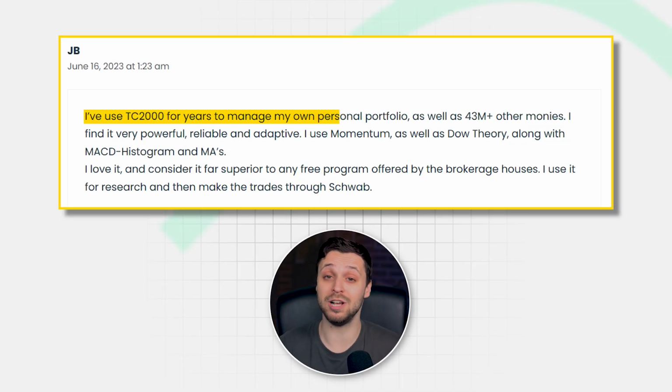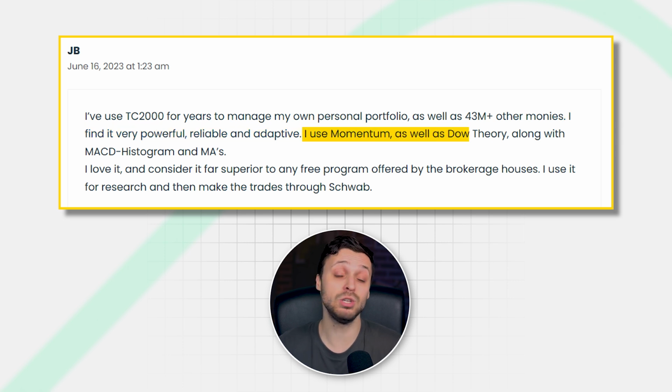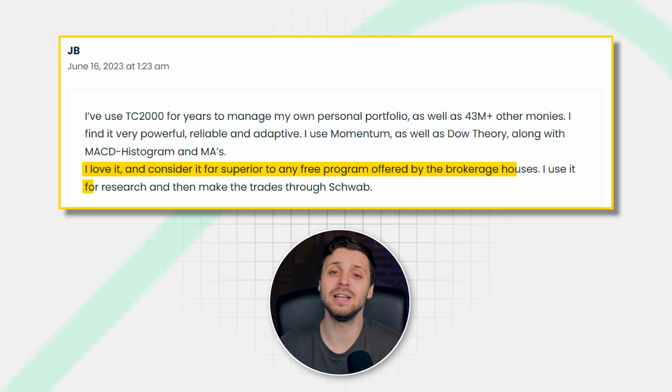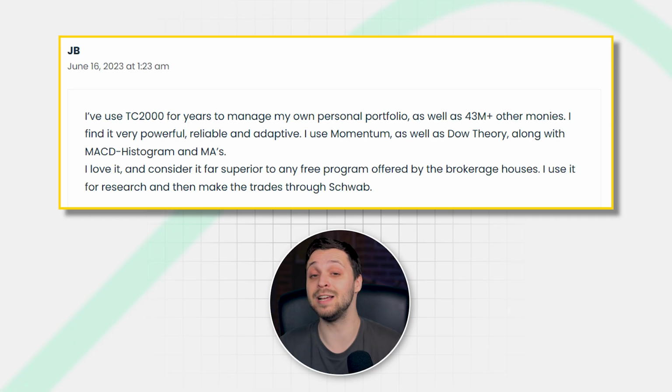One trader I came across manages over $43 million, wow, and uses TC2000 for his personal portfolio. He says he finds it very powerful, reliable, and adaptive, and uses it for research with momentum, Dow theory, and MACD. He says he considers it far superior to any free program, and then executes through his broker. So that is the real-world result that actually matters.